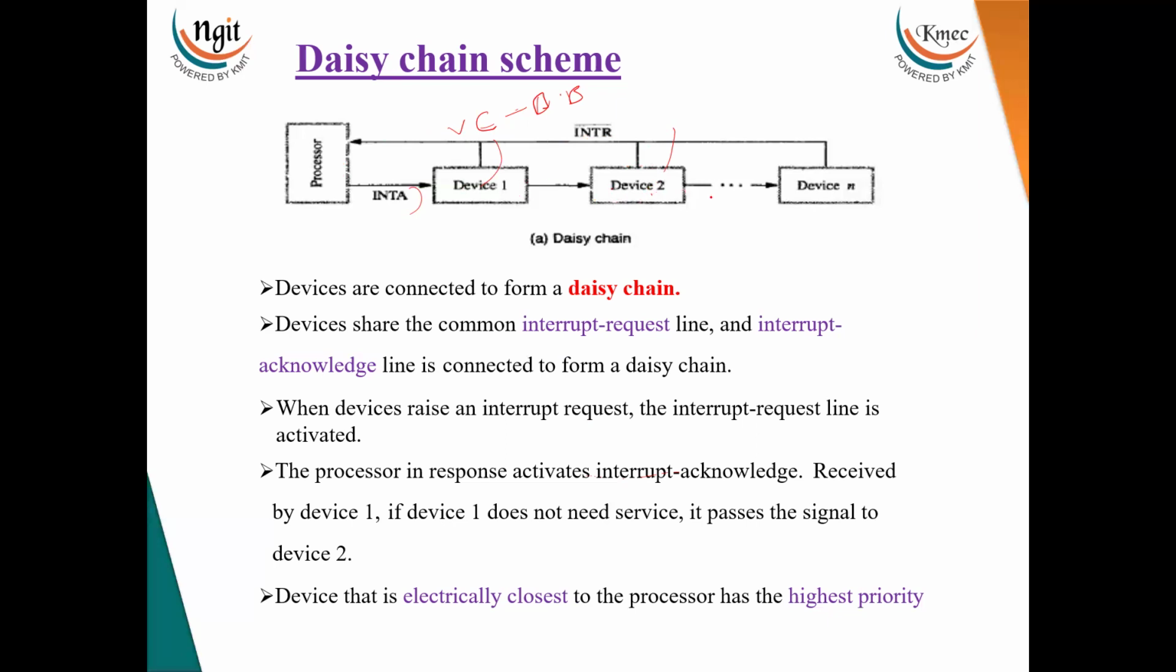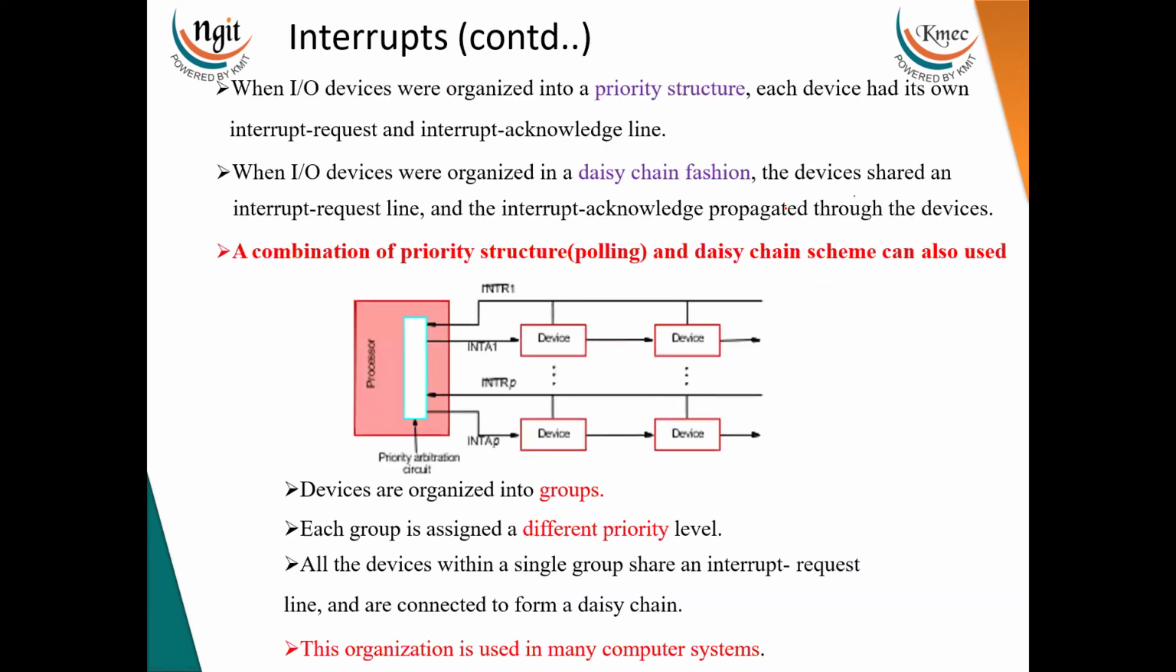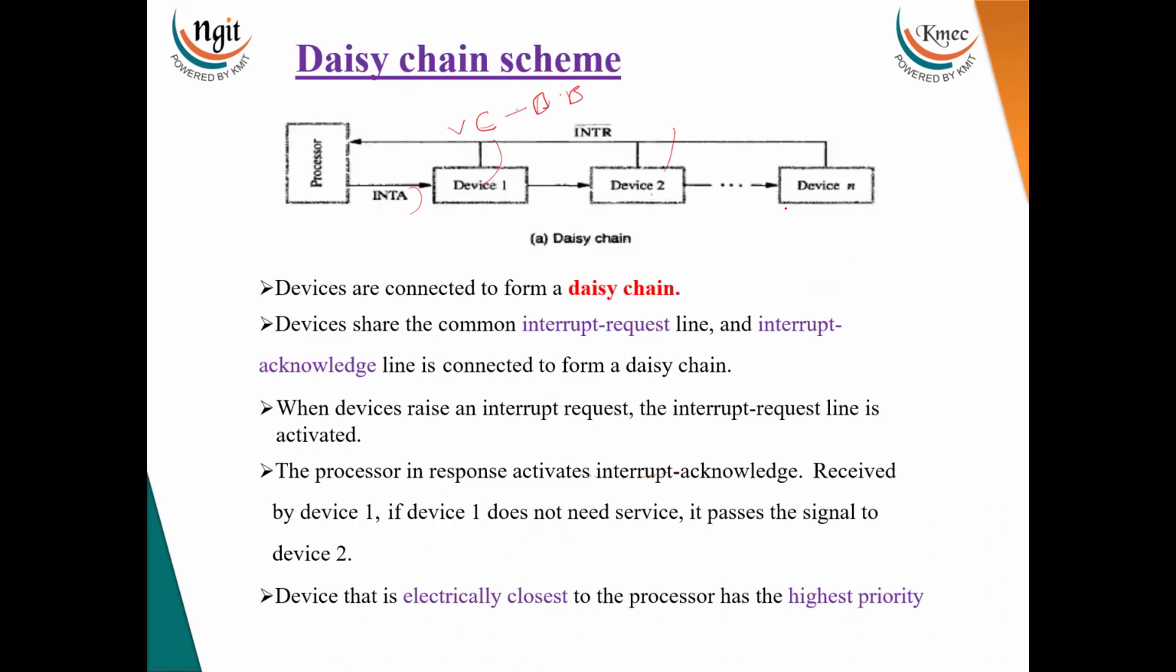So whichever devices are requesting, one after the other, the acknowledgement signal will pass to that device. Now in this, the device that is electrically closest to the processor has the highest priority, and the device far away from the microprocessor has the lowest priority. Here device one has the highest, the next highest is device 2, and device n has the lowest priority. In this scheme the connections are very few and easy, but device n may not get a chance to execute its program.